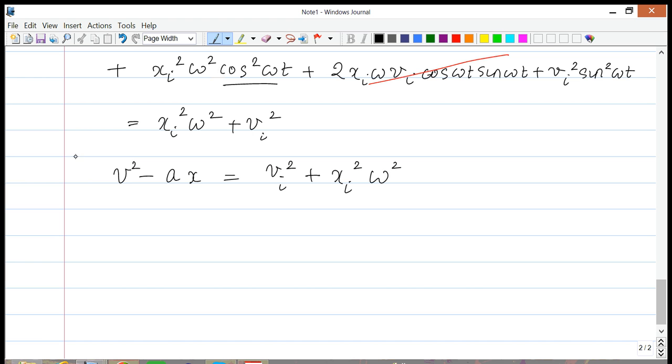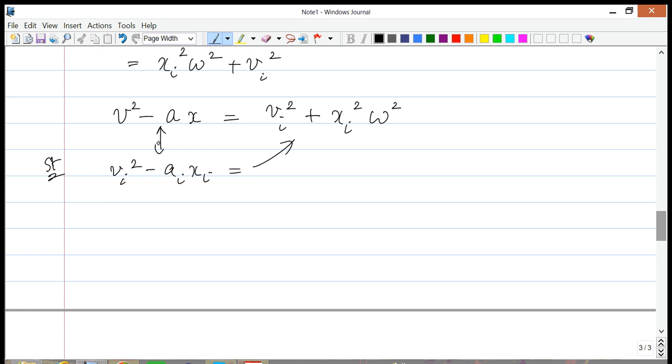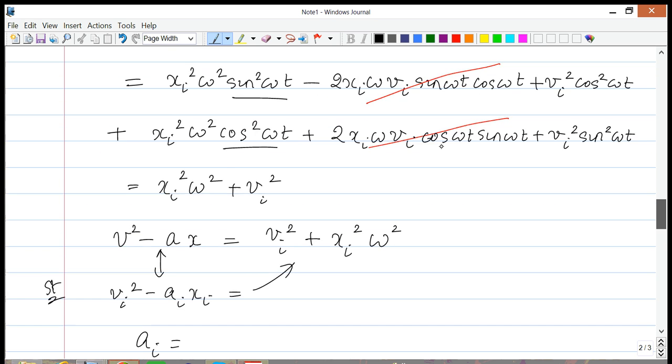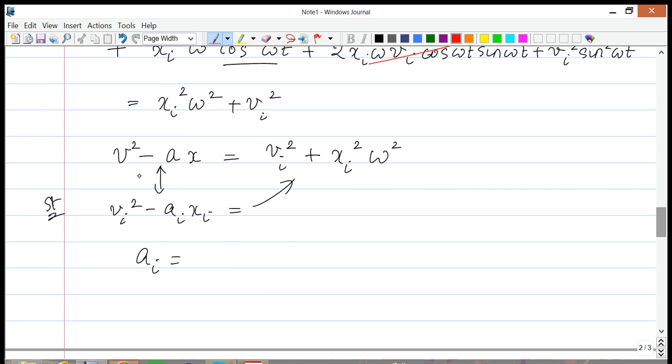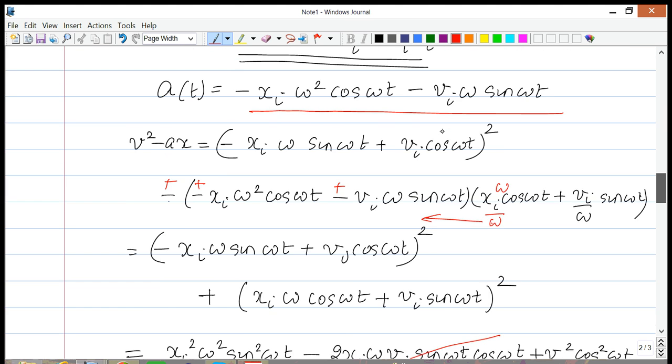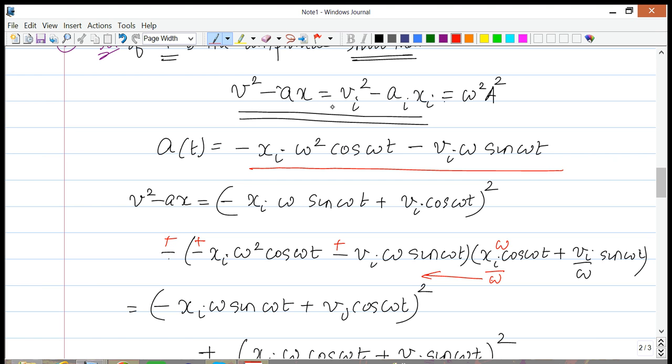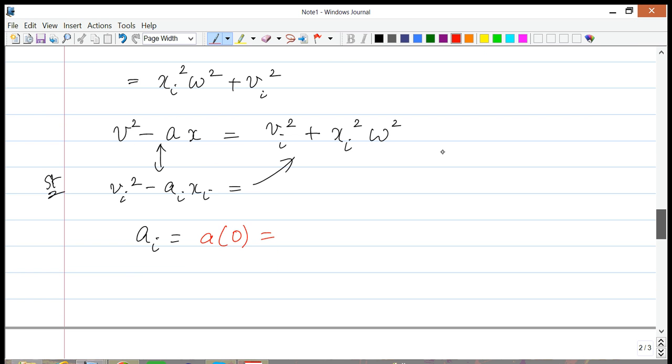Okay, now we want to show that vi square minus aixi is also equal to all this, because then we can show that these two are equal to each other. Now in order to achieve this, essentially all we need to do is find ai. If you look at the expression for ai, ai happens to be equal to simply this, a evaluated at 0. If I put 0 here, the first term becomes 1, the cosine omega t here will give me 1, this will become 0, and so all I'm left with is negative xi omega square.